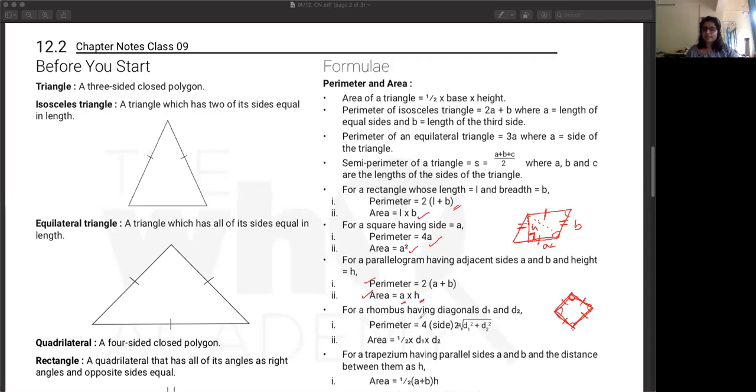So the perimeter will be equal to 4 times the side. Again, because all sides are equal, it is this side plus this side plus this side plus this side, so 4 multiplied by the side length. Area of a rhombus is half into the diagonals. D1 and D2 are the lengths of the diagonals. So the area of a rhombus is half into D1 into D2.